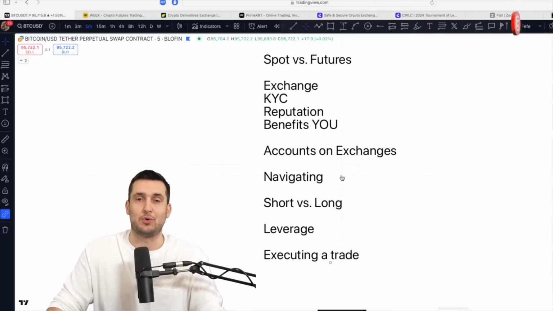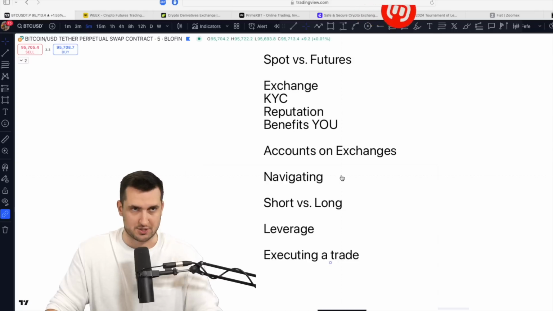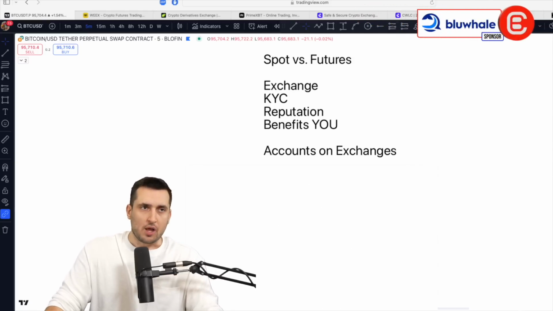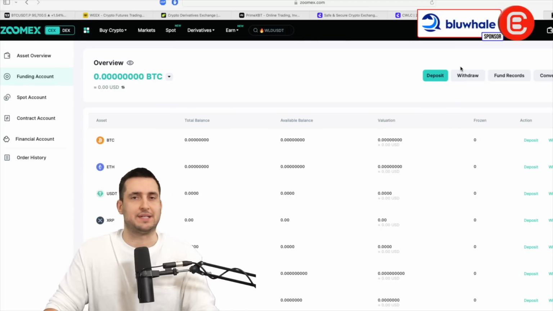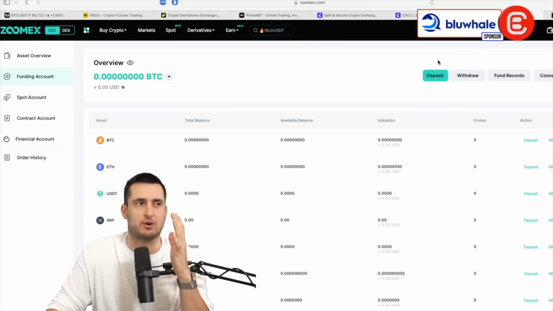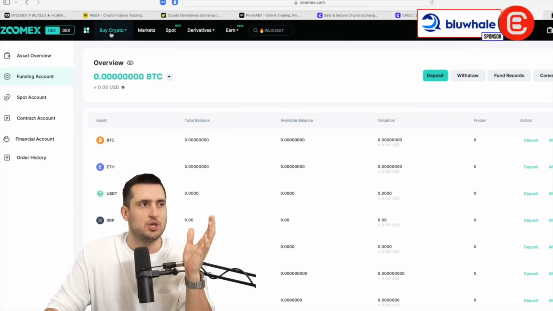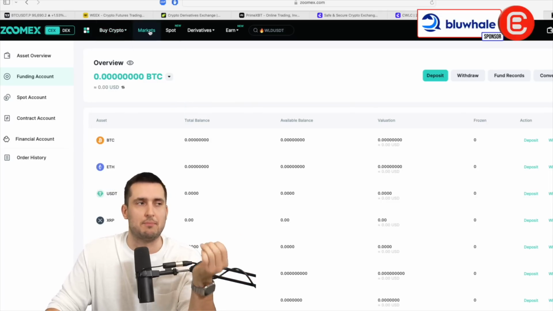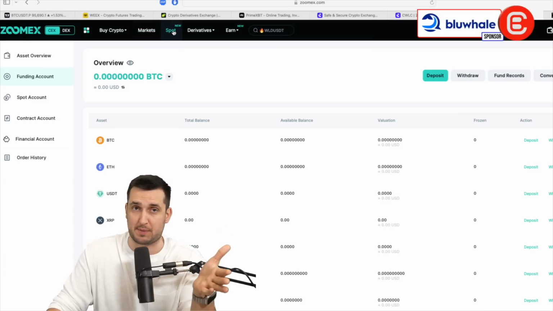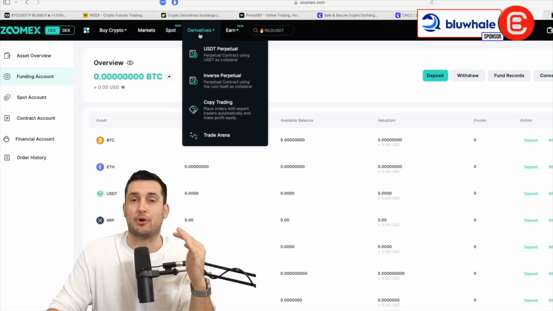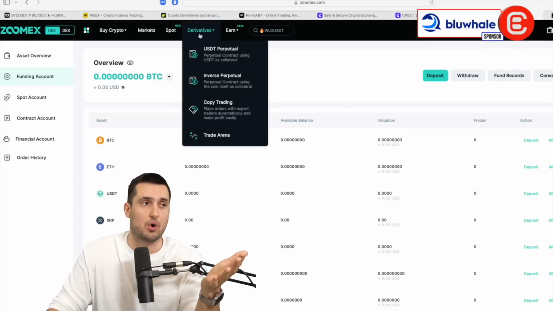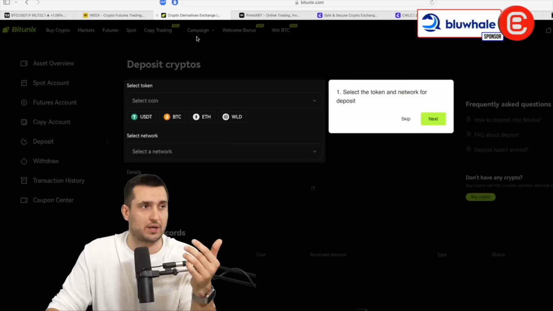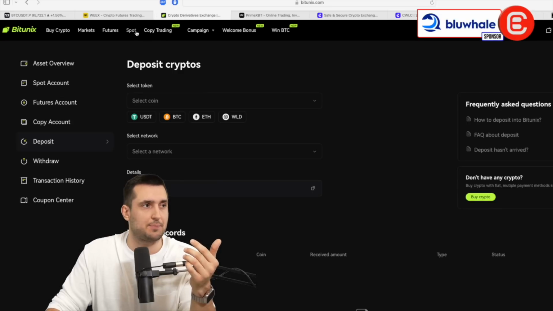And that's the next thing, which is how do you navigate an exchange? Now, on all exchanges it will be called differently, but most of the exchanges look very, very similar to this. You will have buy crypto, you can buy fiat, deposit, you can go peer-to-peer. Then there will be markets, which will show you all the tokens. And then you will have spot, which again, going back to the spot investment. And then you will have either futures, derivatives, or perpetuals trading, right? So here, for example, you will have spot, copy trading, and futures, right? It's the same thing.